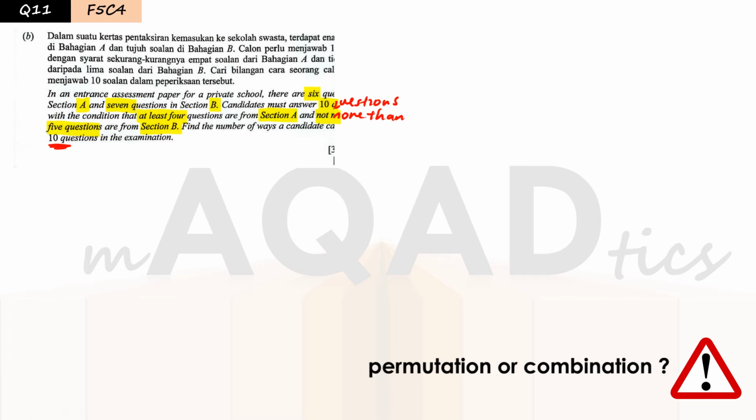And the answer is combination, right? Because here we are just trying to select the questions from section A and B and to solve them. We are not arranging the questions in section A and section B. For example, in section A, from 6 questions, we need to select at least 4 of them. So this is a combination question, not a permutation question, because there is no arrangement involved here.